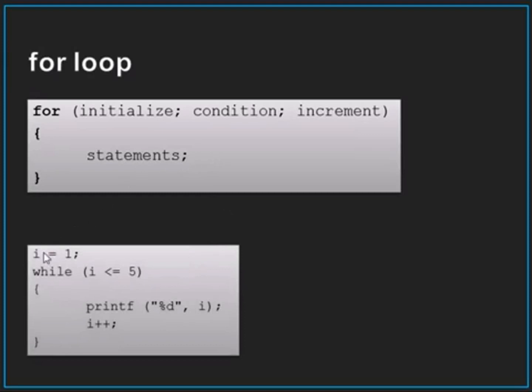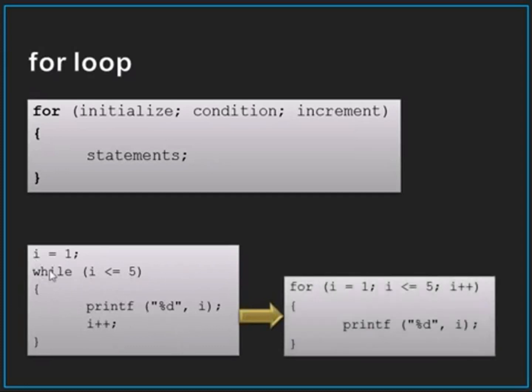So let's take this example which is implemented with the while loop. We have i equals 1, while i is less than or equal to 5, print i, and then i++, which is nothing but incrementing the value of i. So this is initialization, this is the condition, i less than or equal to 5, and i++ is the increment.